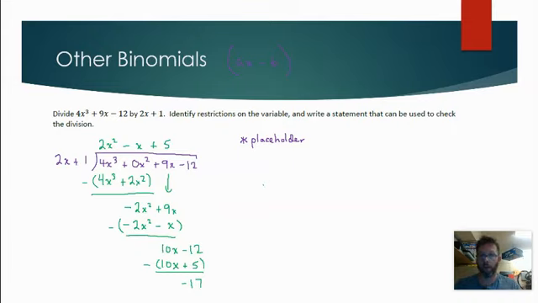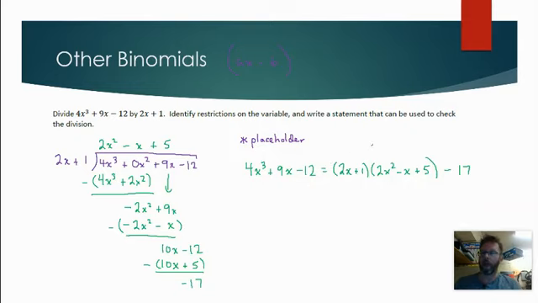All right, so what we have here, we can write this statement that we can use to check the division. And you know what? Just for fun, guys, let's actually check this one. I'm going to call a bit of an audible here. So what we have shown is that 4x cubed plus 9x minus 12 is equal to 2x plus 1 times 2x squared minus x plus 5, minus 17. This is our statement to check. Let's actually check this one out.